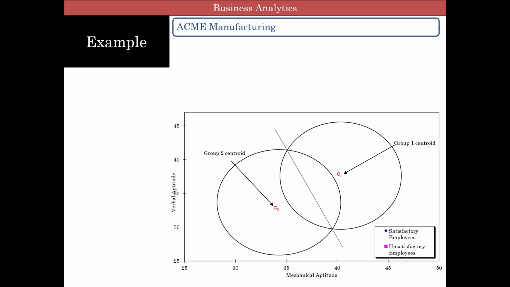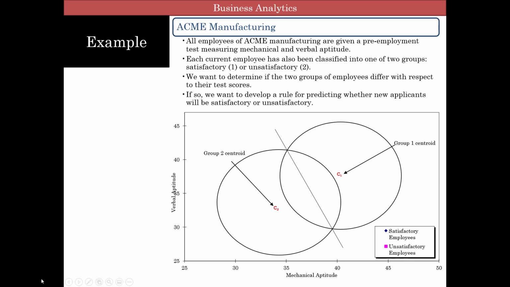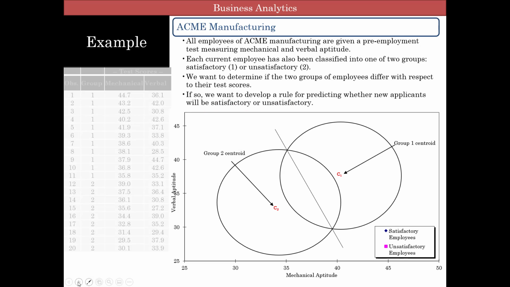So we're going to look at an example of Acme Manufacturing. At Acme Manufacturing, all employees are given a pre-employment test measuring mechanical and verbal aptitude. Current employees have been classified into one of two groups: satisfactory, which is group 1, and unsatisfactory, group 2. We want to determine if the two groups of employees differ with respect to their test scores. If so, we want to develop a rule for predicting whether new applicants will be satisfactory or unsatisfactory.